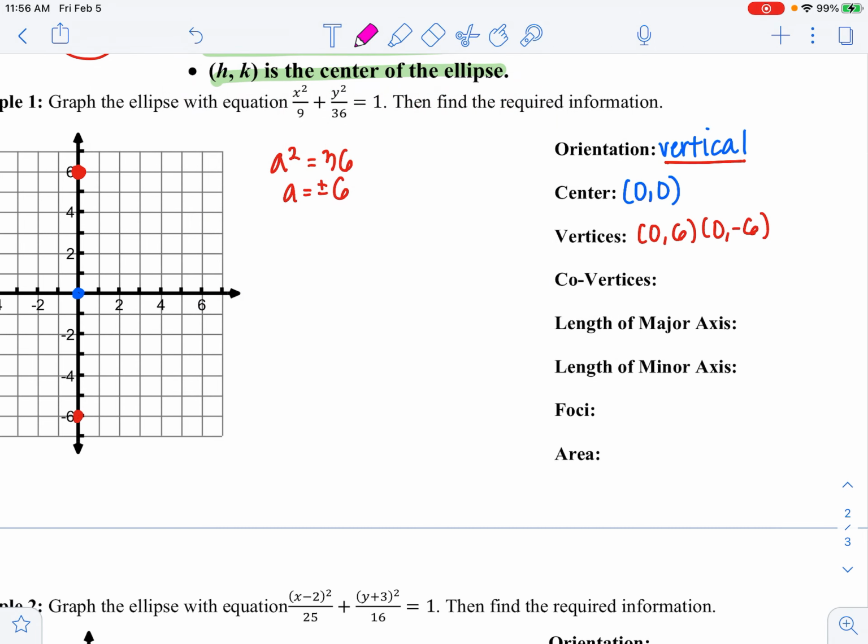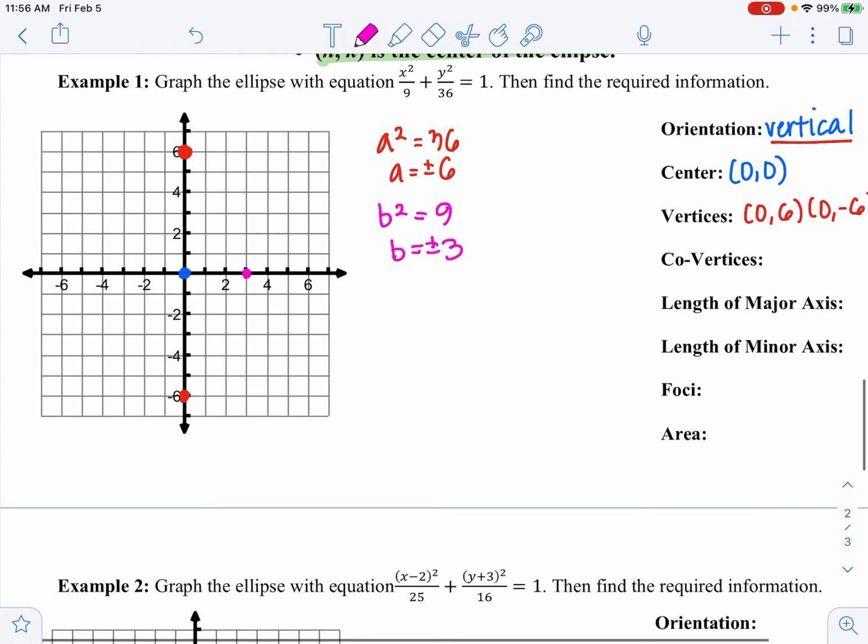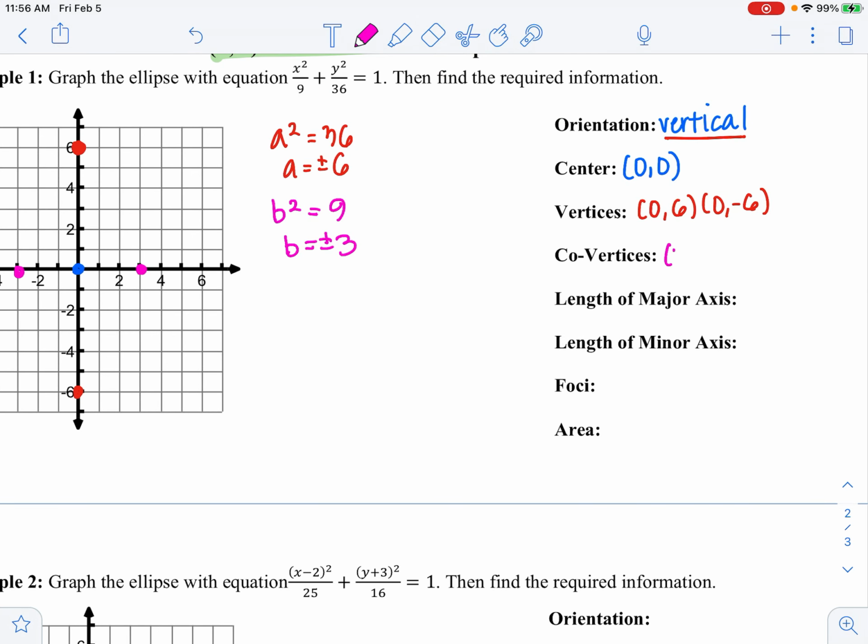All right, next we're going to find our co-vertices. Our co-vertices are b units from our center, where b squared is 9. So b is plus or minus 3. I'm going to go right 3, and I'm going to go left 3, and then I'm going to say my co-vertices are at (3, 0) and (-3, 0).